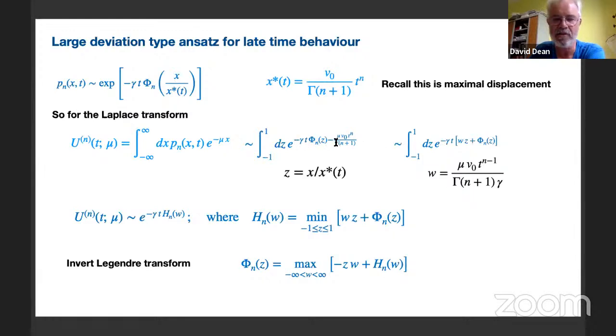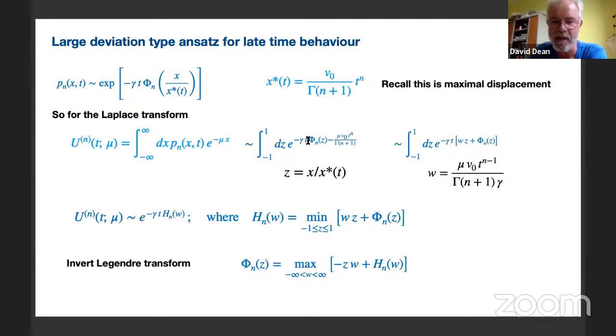Okay. And if I assume this large deviation behavior and analyze this form here, you can see that if I put in this large deviation form, basically making a change of variables, z is x over x star, it becomes this form here. And this is the corresponding variable for w. So this Feynman-Kac functional is characterized by this function h_n of w.